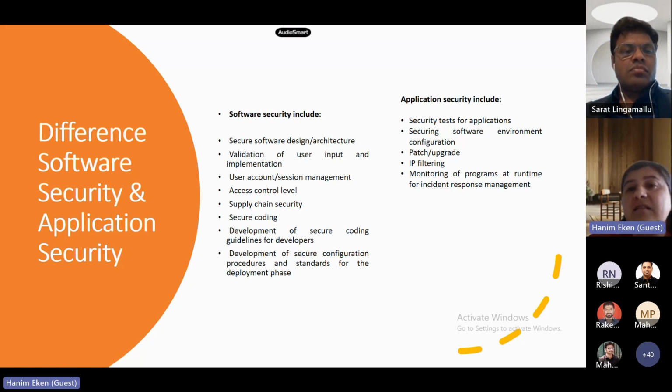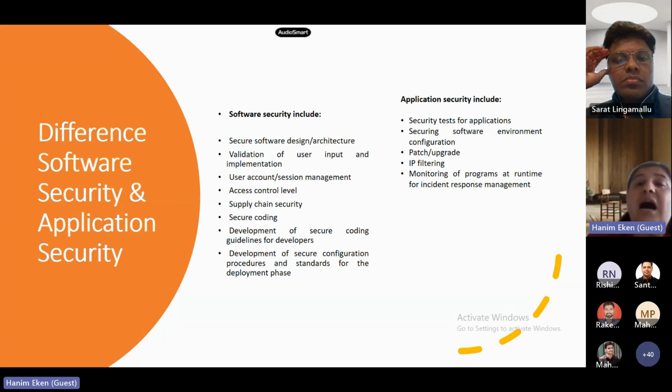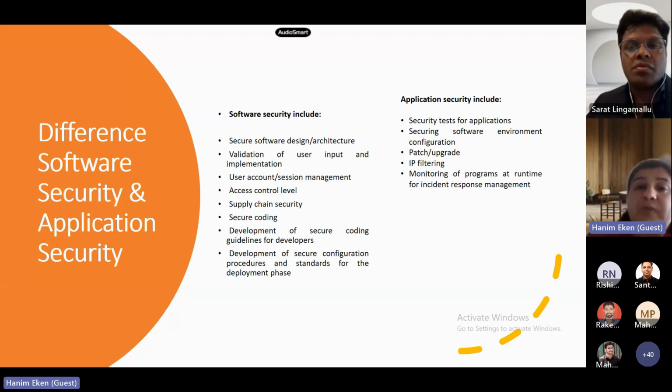Second, the application is running on a web server or some other server or network. Because of this, secure software environment configuration is important. After deployment, patching and upgrading continue. On the source code side, you may need to fix bugs or vulnerabilities in the application. On the other side, you also need to patch or update the server and network.